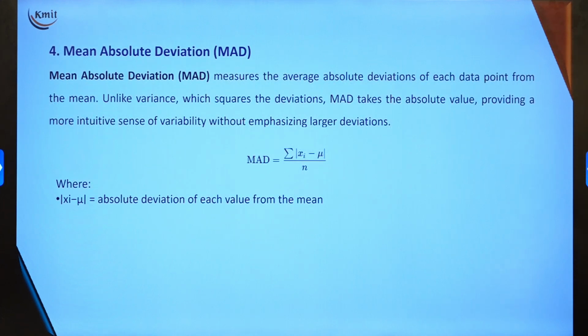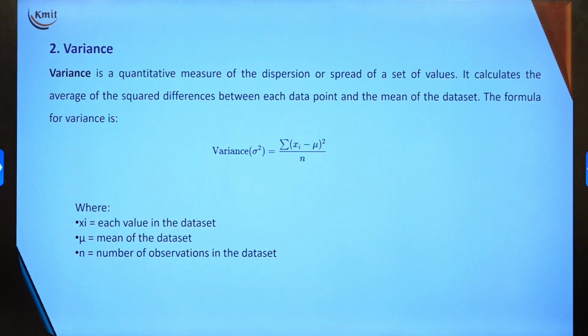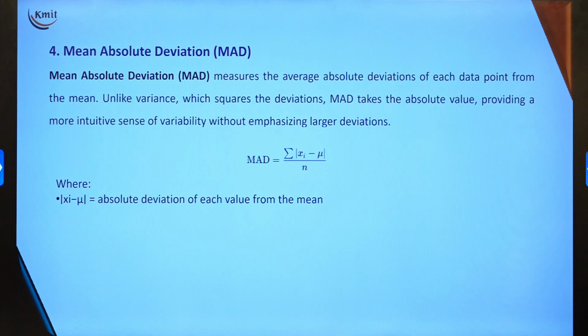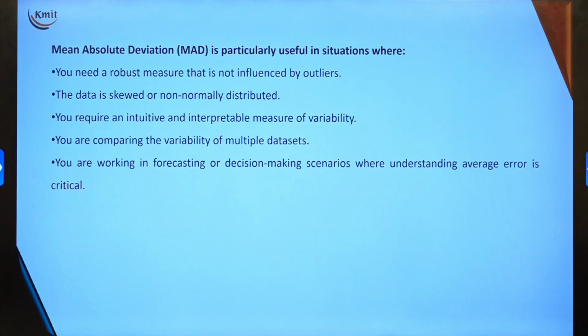Next, we have mean absolute deviation. This is the average of the absolute deviations of each point from the mean. When we talk about variance, it is the squared value of the summation values, whereas mean absolute deviation is the absolute value of each data point's deviation from the mean. Unlike variance, which squares the deviation, mean absolute deviation takes the absolute of the value. So when do we use this mean absolute deviation?